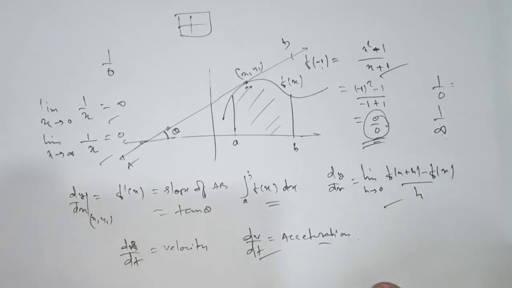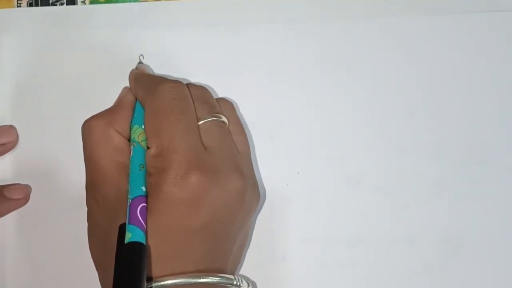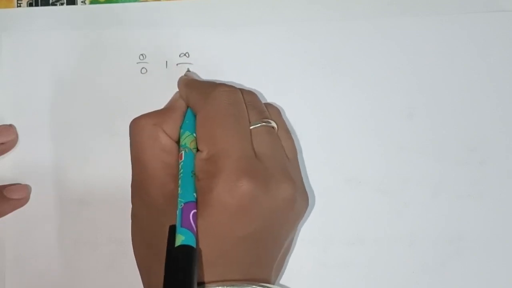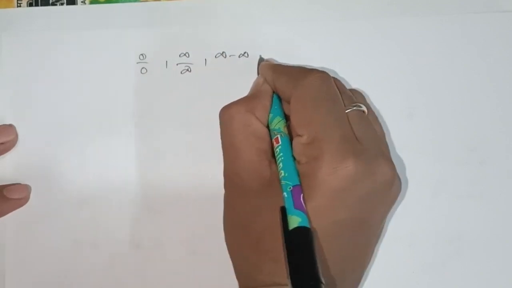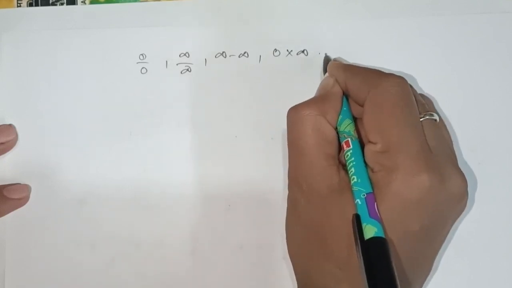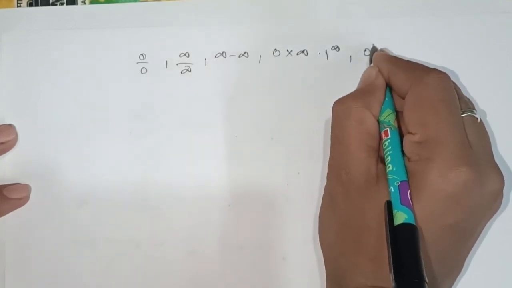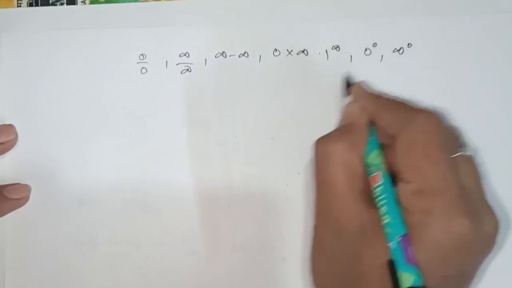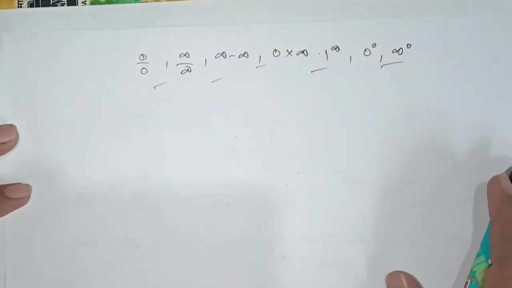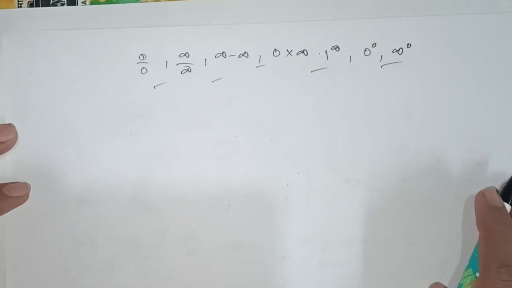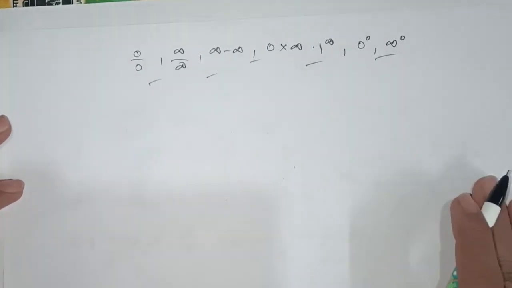There are 7 indeterminate forms. Our main topic here is those 7 indeterminate forms. First I'll write all the 7 forms here. That is 0 by 0, infinity by infinity, infinity minus infinity, 0 into infinity, 1 to the power infinity, 0 to the power 0, infinity to the power 0. So you can see, these all are indeterminate forms. So what is the meaning of indeterminate form here?